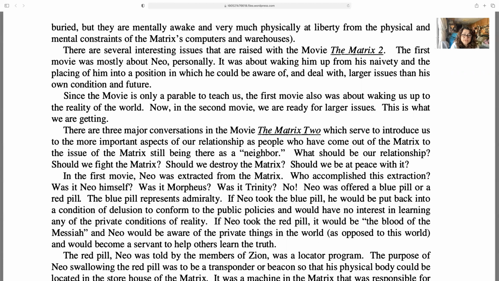In the first movie, Neo was extracted from the Matrix. Who accomplished this extraction? Was it Neo himself? Was it Morpheus? Was it Trinity? No. Neo was offered a blue pill or a red pill. The blue pill represents admiralty.